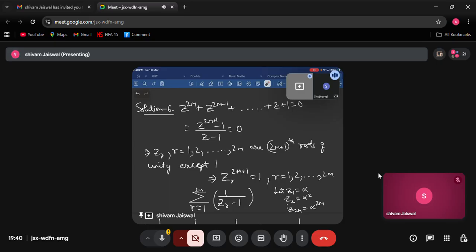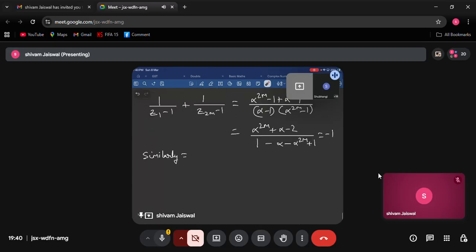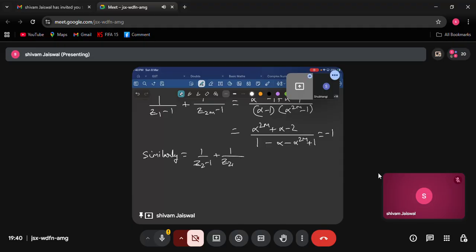Are you getting? Tell me. Is it clear? Similarly, 1 by z2 minus 1 plus 1 by z2m minus 1 is also equal to minus 1, and so on. So the sum will be minus 1, minus 1, minus 1, up to minus 1, which is equal to minus 1. Hence B.